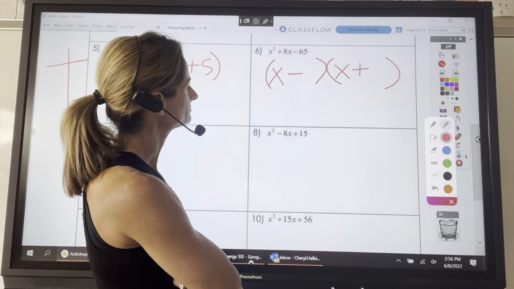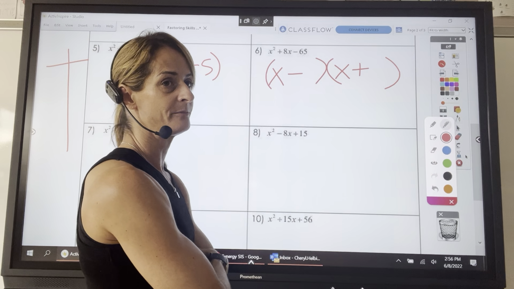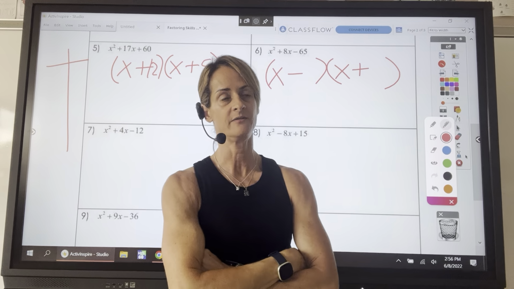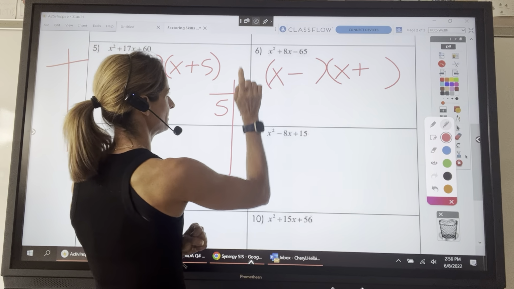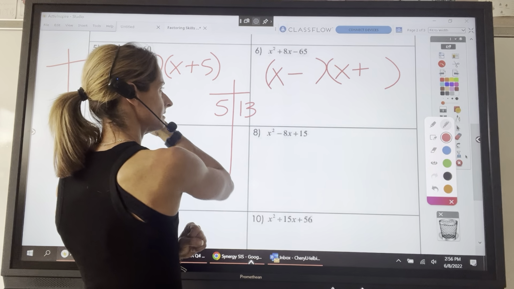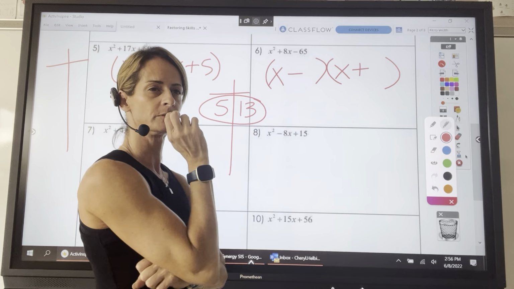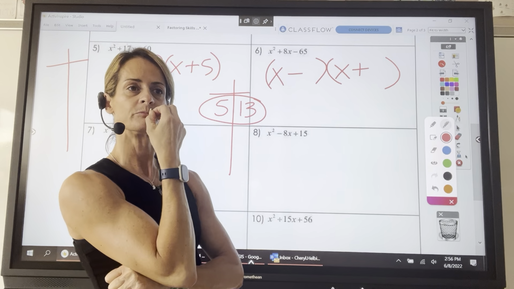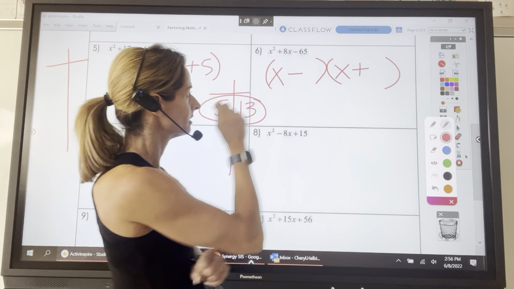65. If I'm doing this in my head, I probably would start with 5 because I know 5 goes into 65, because 65 ends in a 5. So 5 goes into 6 one time with 1 left over. 5 goes into 15 3 times. So 5 and 13. These are 8 apart, aren't they? Yeah. Which one's positive and which one's negative? 13 positive, 5 negative.